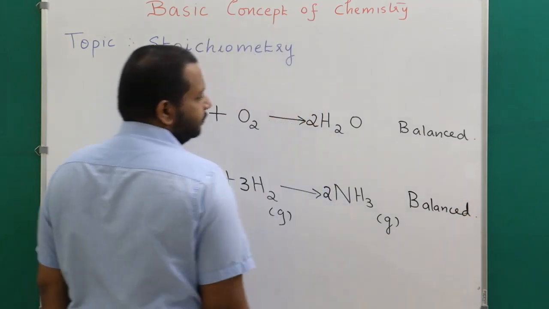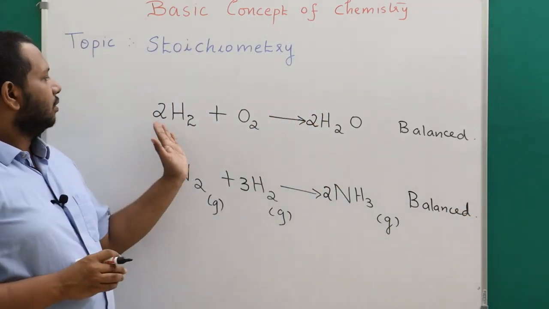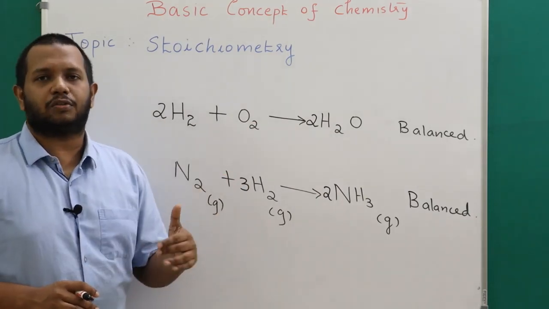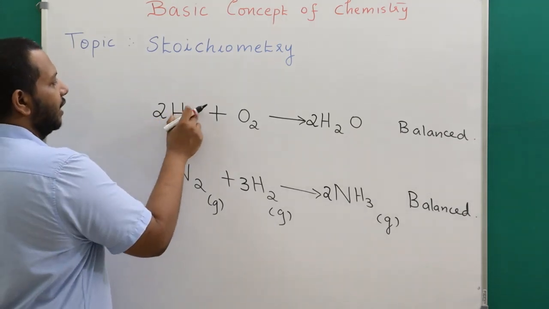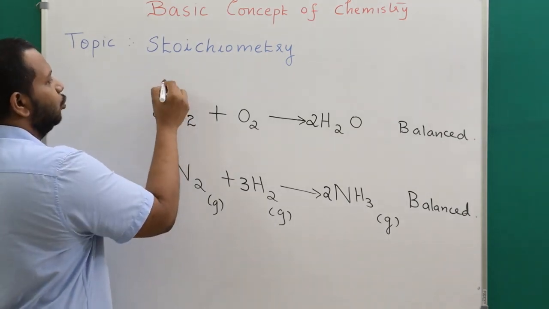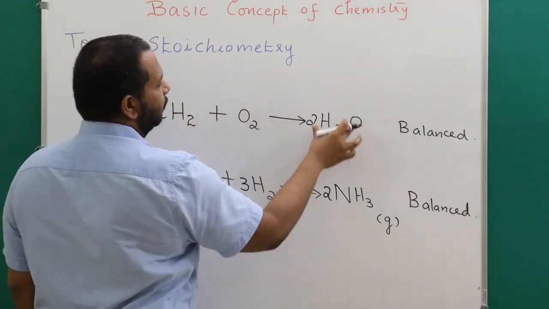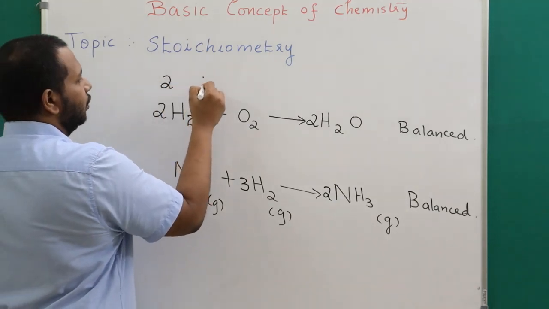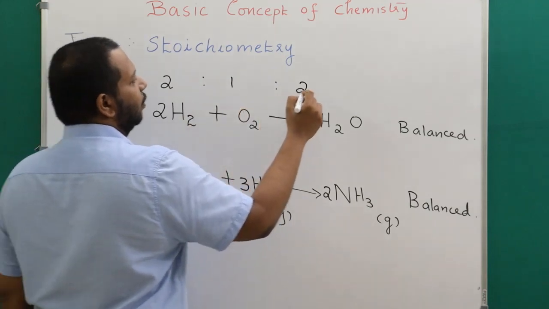Balanced. Correct. Now listen. We have made it balanced. Now we are going to write the stoichiometric ratio or the molar ratio. I can say that 2 moles of hydrogen combine with 1 mole of oxygen forming 2 moles of water. So my molar ratio is 2:1:2. So this can be called in 2 ways.